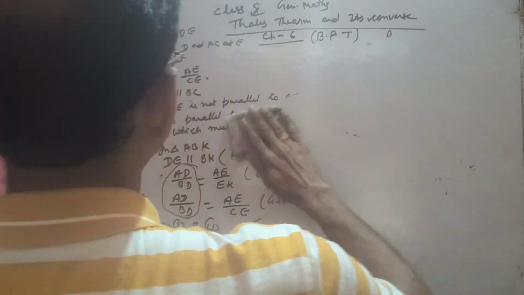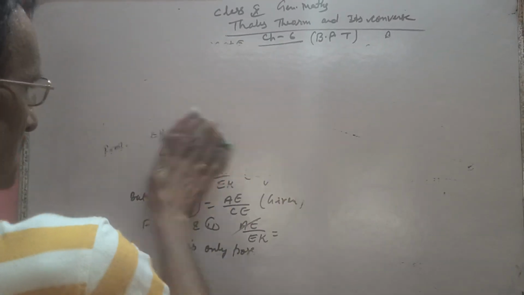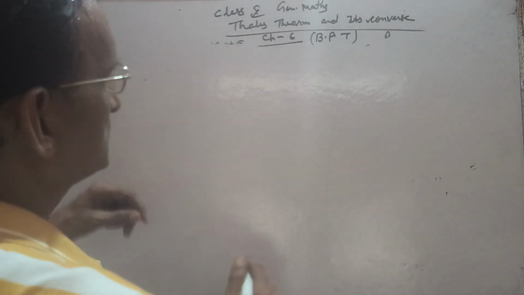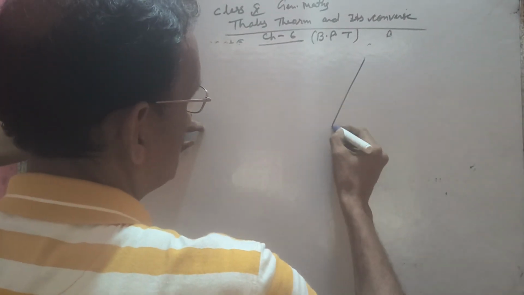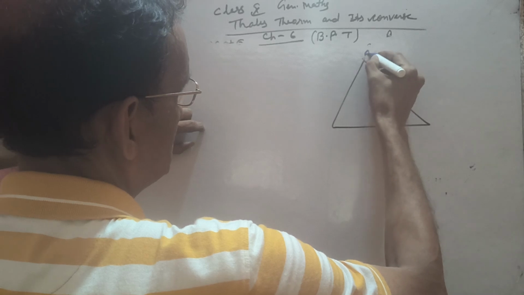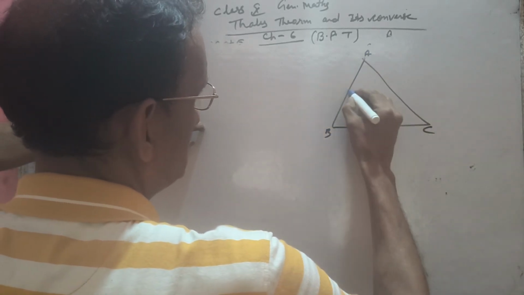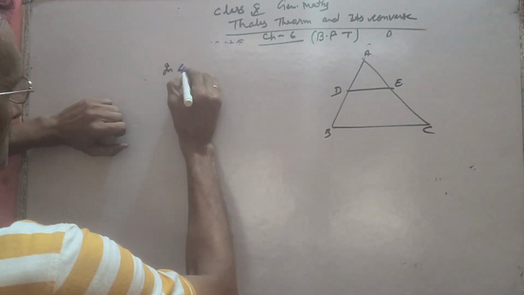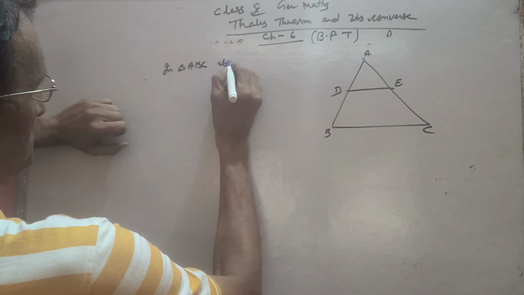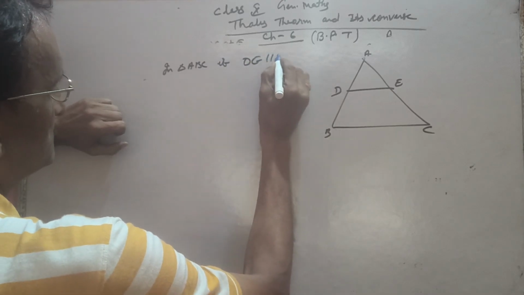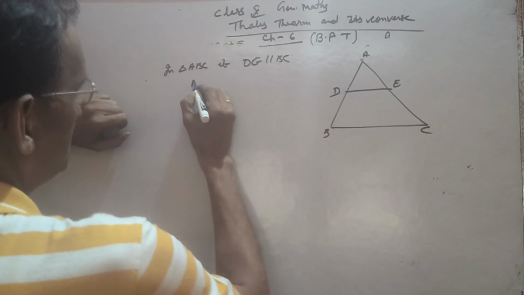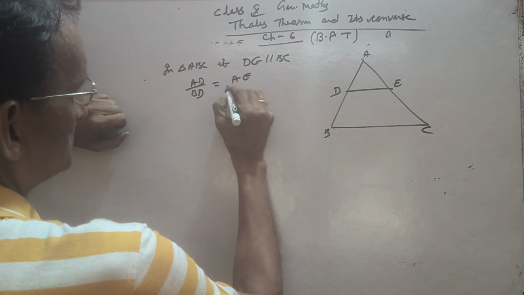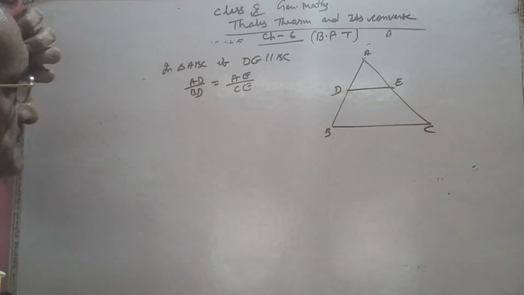Now see, there is some working rule for BPT. How will you use BPT? I need to explain that to you. What is the BPT theorem? Revise again. In triangle ABC, if DE is parallel to BC, then what do we get? AD by BD is equal to AE by CE. Okay.